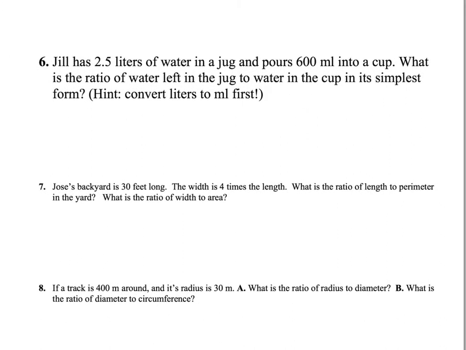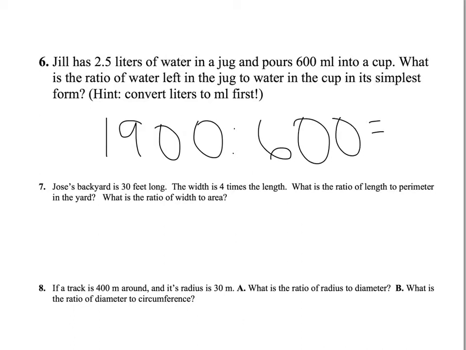I want to tell number 6. What you should have gotten was 1900 to 600. But that reduces to 19 to 6. Divide both by 100. Okay, you had to subtract 2500 minus 600. You get 19. So that's what's left versus what was poured out.